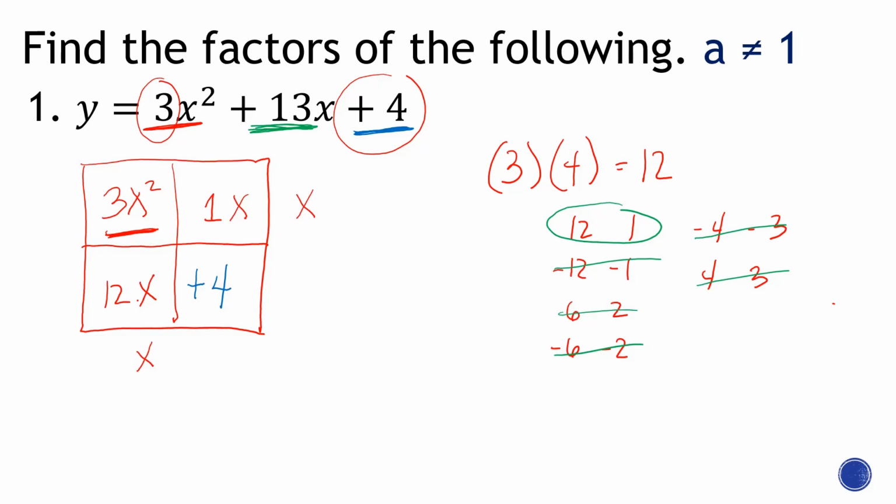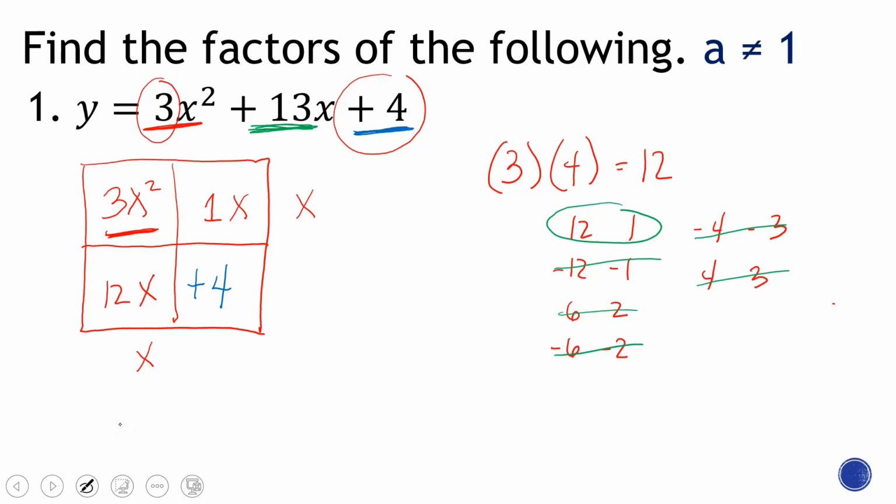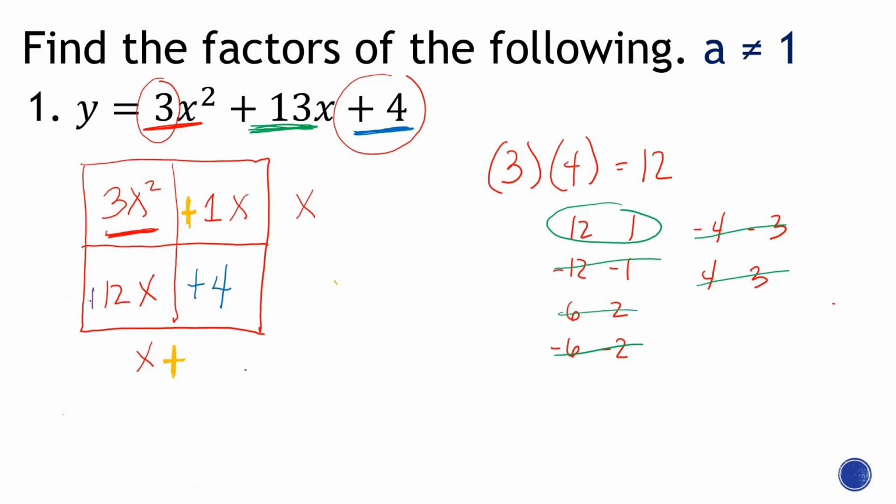After that, you have to consider the signs of those two. I'm going to change the ink here. That's positive 1, right? So I will put plus here. Now that 12 is also positive, right? It's positive 12. So I will put a plus sign here.